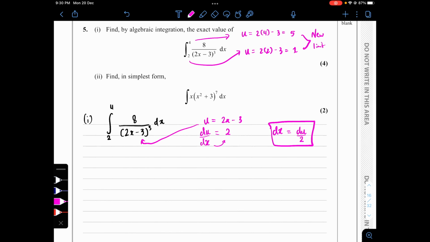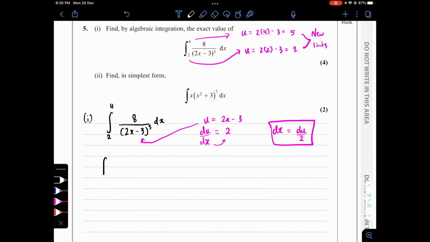That we have to use. Okay, so let's simplify them now. So the new limits are 5 and 1, and the integral of 8 over u cubed dx. Now dx, we can simplify this to 8 over u cubed times du over 2. Pretty straightforward. So it becomes 4. Let's change it to indices form. That will be 4u to the power of minus 3 du.